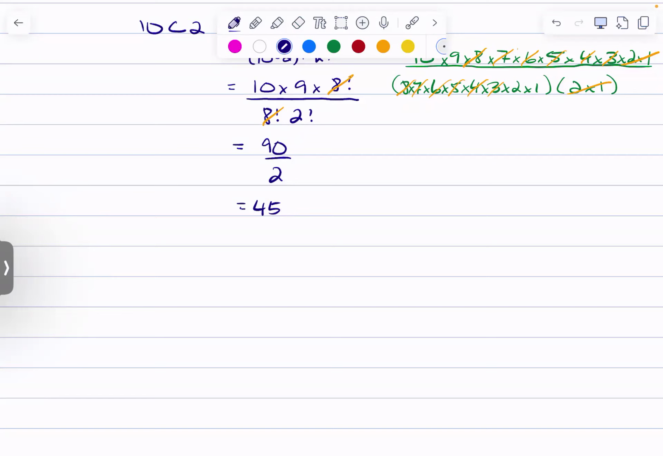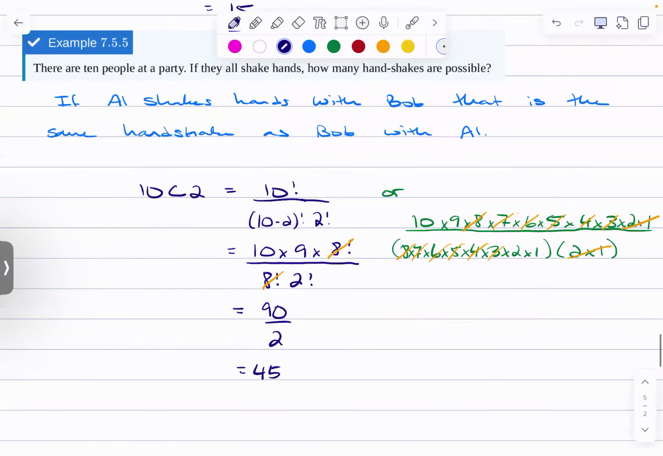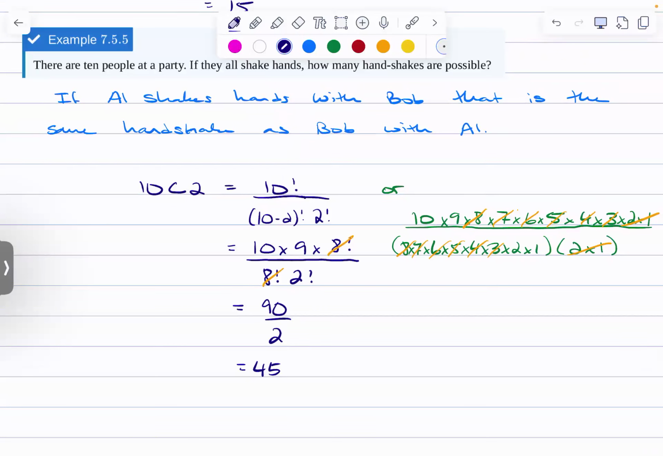Or just tack on a 0. An extra 0 never hurt, right? It's a big party. 45 handshakes. Could get it done pretty quickly, I think. Hey, how are ya? Hey, how are ya?